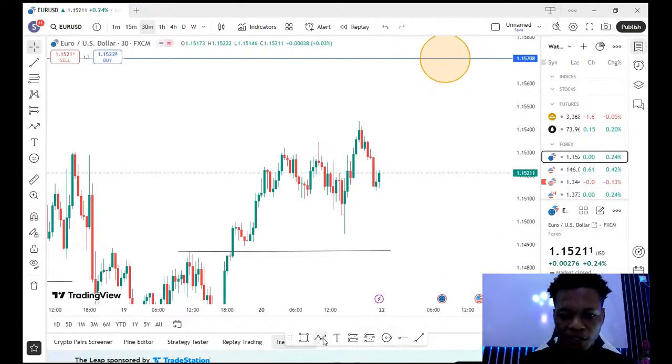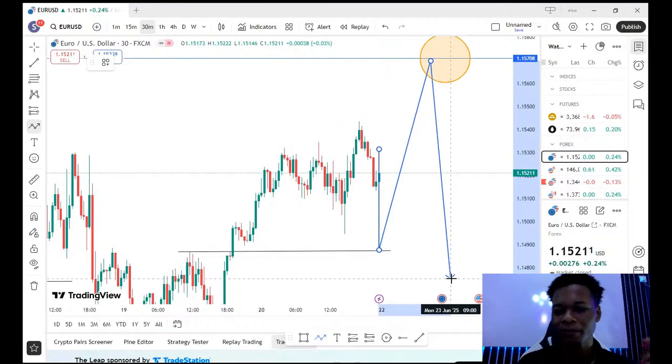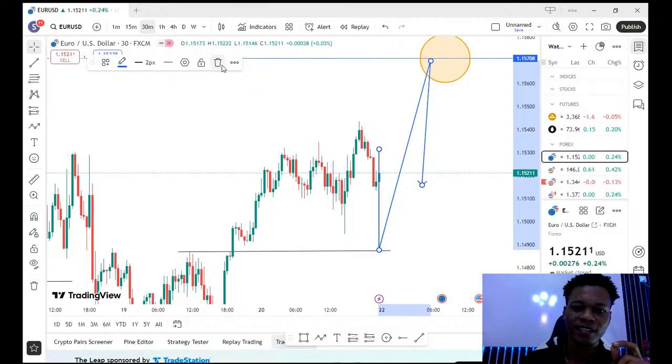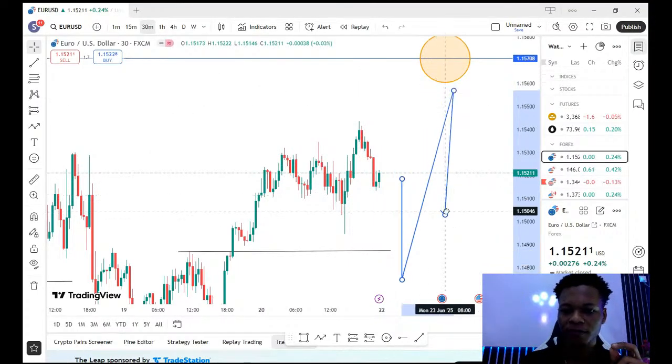Price can still come in here, and this is it, boom, and then they will buy here before the main sellers can then take over the market. So this is it on Euro USD.